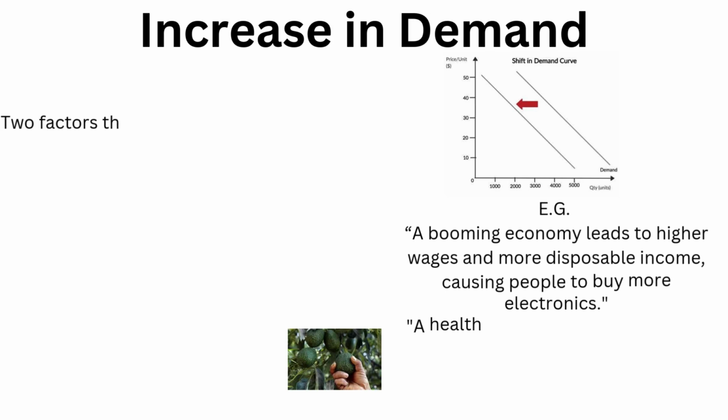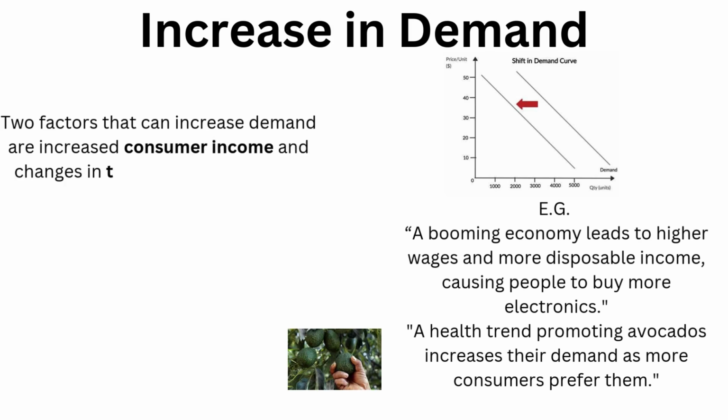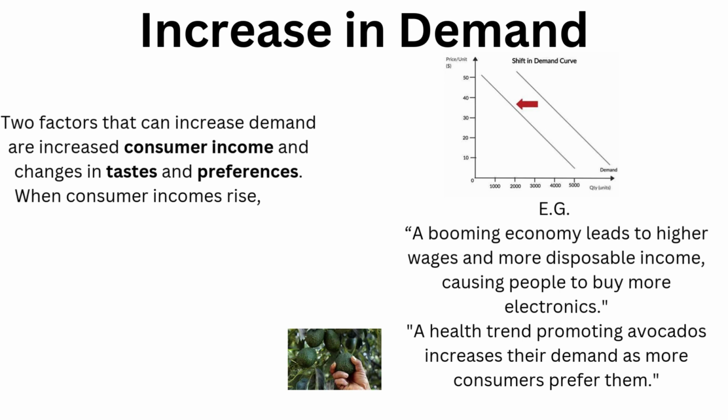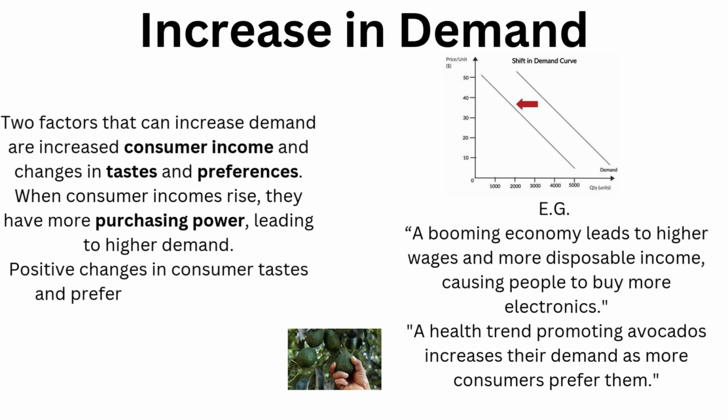5. With the use of diagrams and an example, explain two factors that could cause an increase in demand. Two factors that can cause an increase in demand are an increase in consumer income and changes in tastes and preferences. When consumer incomes rise, they have more purchasing power, leading to an increase in demand for goods and services. This shifts the demand curve to the right, indicating a higher quantity demanded at each price level.